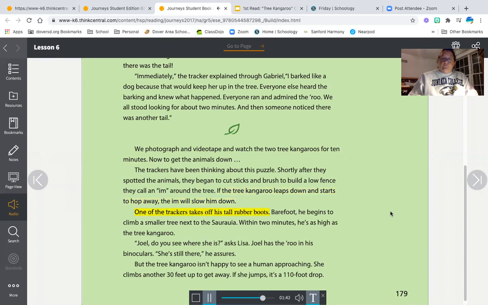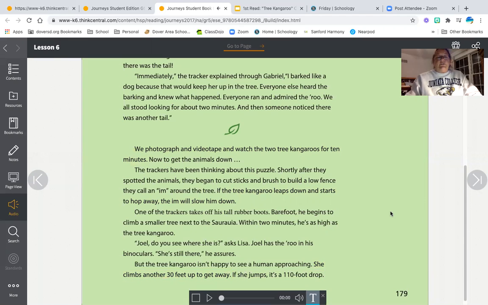One of the trackers takes off his tall rubber boot. Barefoot, he begins to climb a smaller tree next to the Sararia. Within 2 minutes, he's as high as the tree kangaroo. Joel, do you see where she is? Asked Lisa. Joel has the roo in his binoculars. She's still there, he assures. But the tree kangaroo isn't happy to see a human approaching. She climbs another 30 feet up to get away. If she jumps, it's a 110-foot drop.